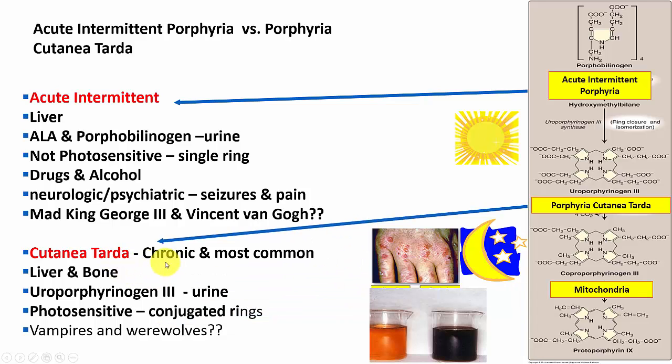Cutanea tarda is a chronic and the most common. It involves liver and bone. The product that builds up is uroporphyrinogen, and you see that in the urine. These people are photosensitive. They don't like the light. They only try to go out at night. They were thought to be vampires or werewolves. Their urine will turn a very dark purple upon standing in the light.